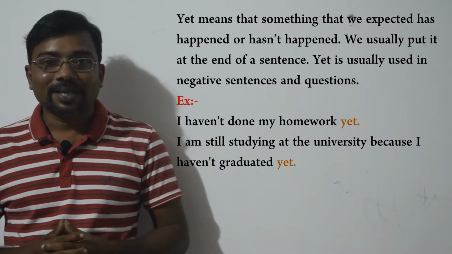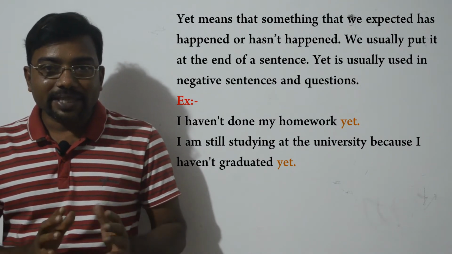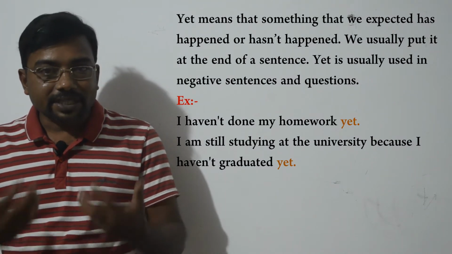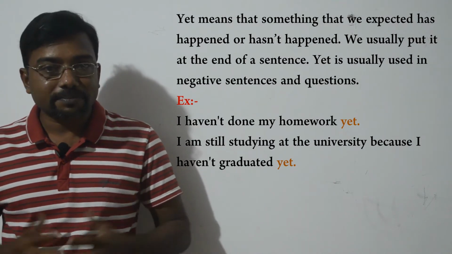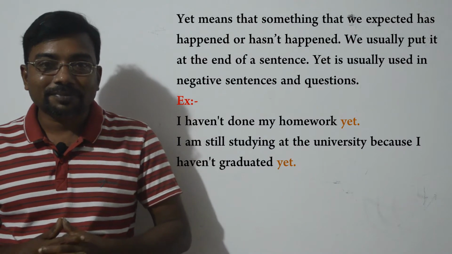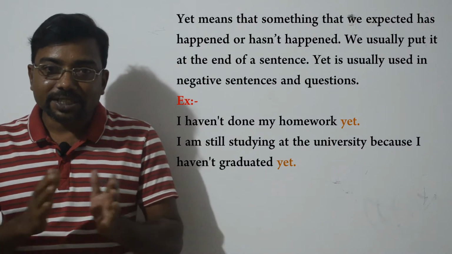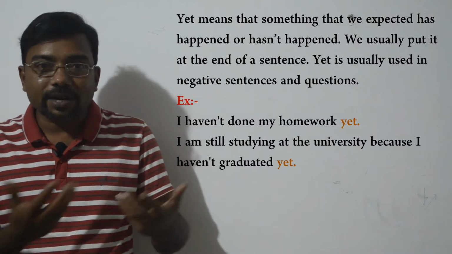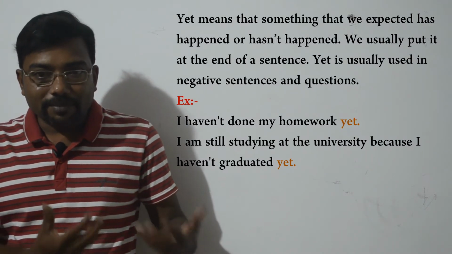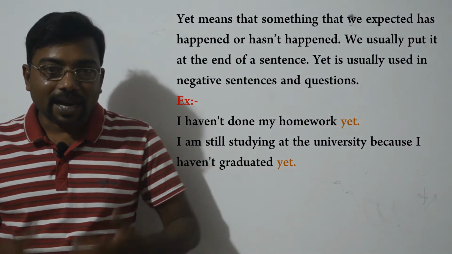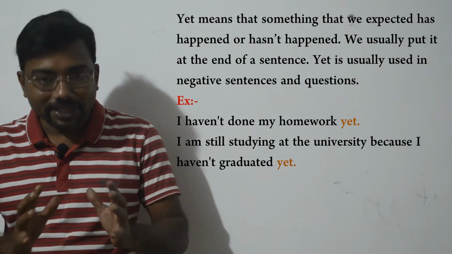Look at this example. I haven't done my homework yet. Remember, we usually use yet with the negative present perfect tense or to ask questions. Usually it stands at the end of the sentence. This is a present perfect tense because the action started in the past and it continues into the present, and also yet appears at the end of the sentence. In this example, yet indicates I expected to complete my homework by now, but I couldn't complete it. I am still doing my homework. It shows that something hasn't been completed up to the present point.